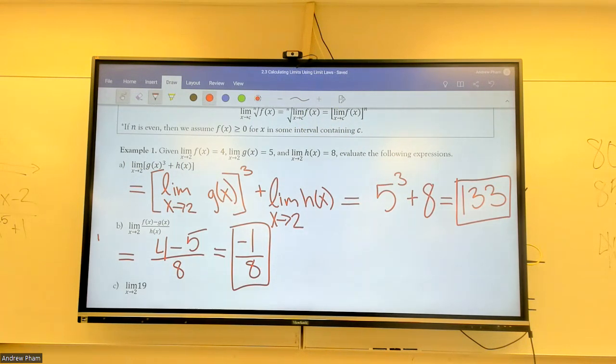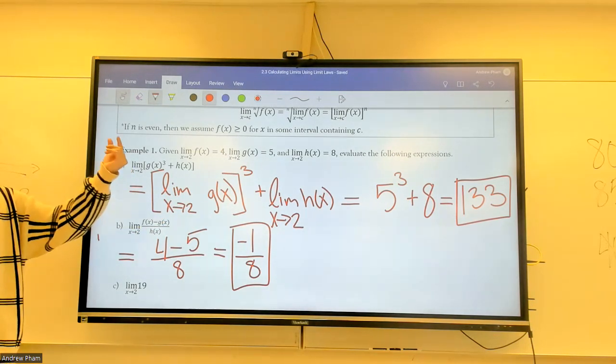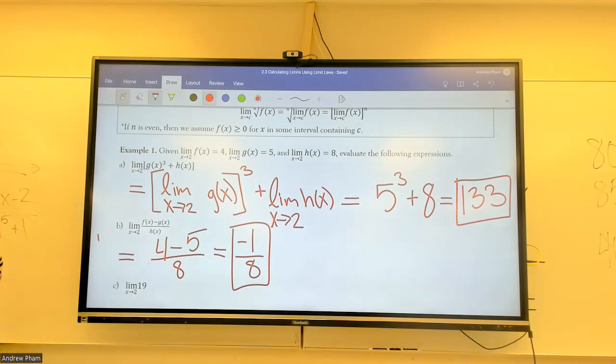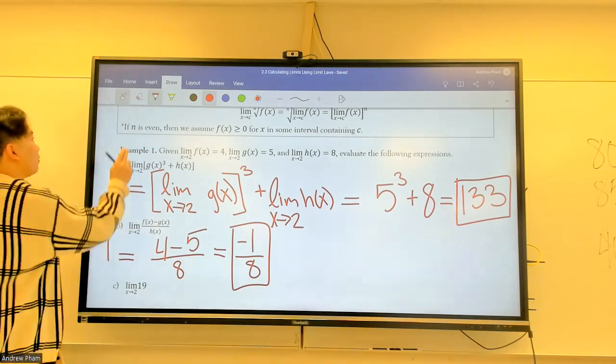All right, so any questions about parts A and B before I move on to part C? So we're just using the limits to help break down the problems and work it out from there. Yeah, that's exactly what we're doing. Using our limit laws, we can take something that looks really nasty like this and then just break it down into its individual pieces one by one. All right, so let's go ahead and move on to part C.